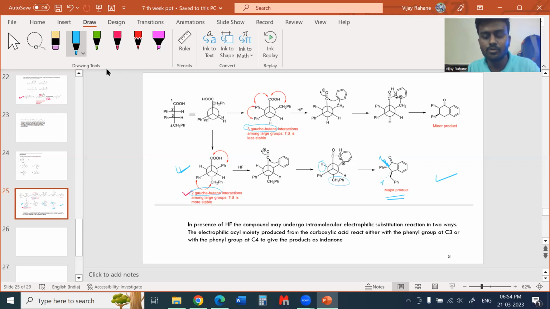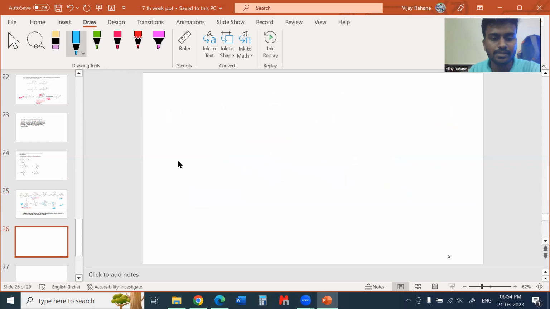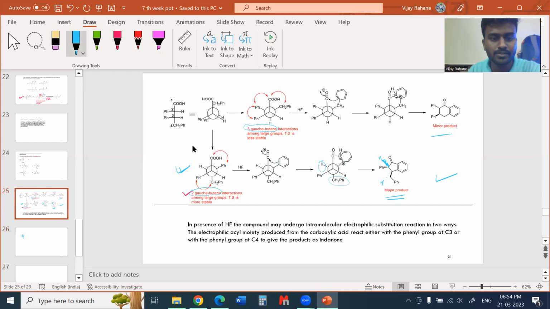A 5-membered ring is more preferred as compared to a 6-membered ring. So the 6-membered product is the minor one, and the 5-membered product is the major product in this reaction. If you want to draw the reaction without considering the stereochemistry, I will write here. If you neglect the stereochemistry first, CH2Ph.